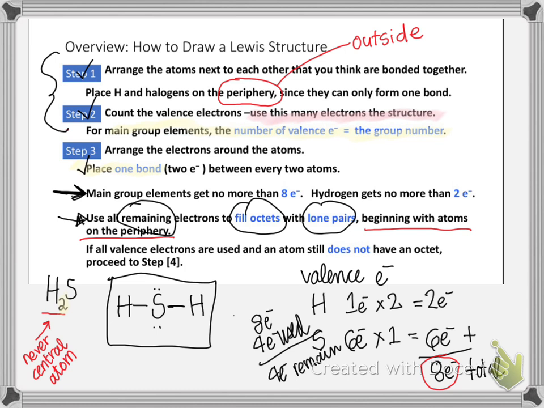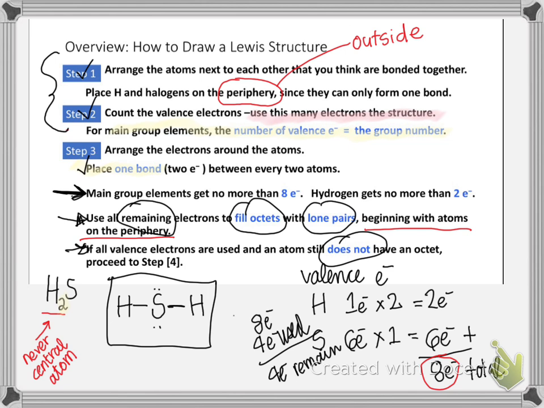You see here it says if all the valence electrons are used and an atom still does not have 8, proceed to step 4. Okay, so I have step 4 coming up, but I want to do a few examples where we use all of our valence electrons and everybody has 8. So I want to do a couple more examples. So in this example, again, let's think about it. Let's just look at the steps again, and then we're going to do 2 more practice problems.